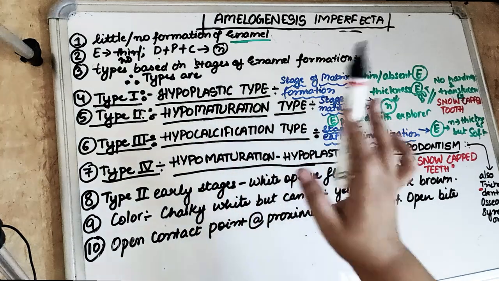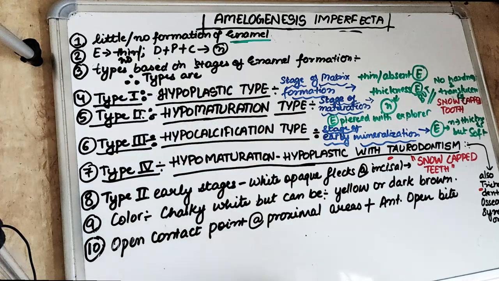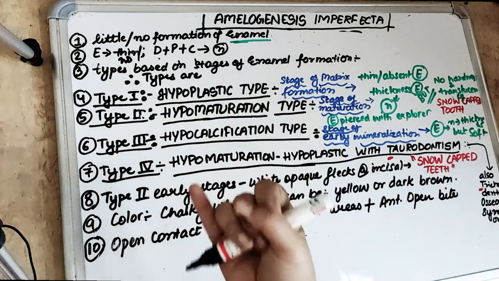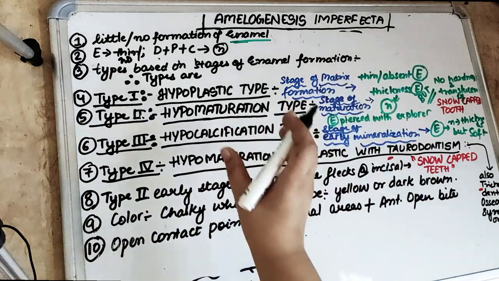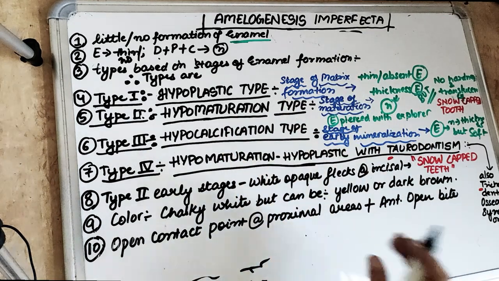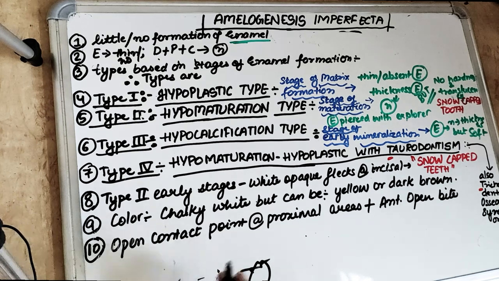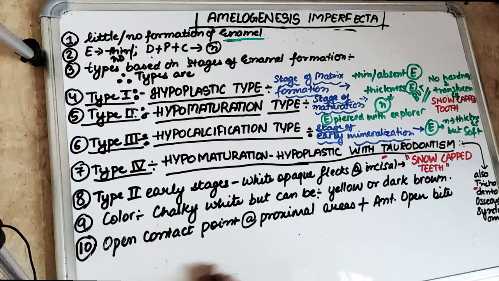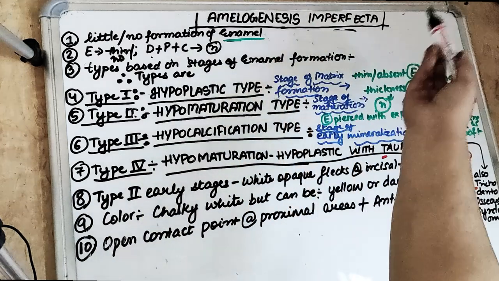First we should understand the stages of enamel formation. What are the normal stages? The first stage is enamel matrix formation, that means the matrix of the enamel is laid down. The second stage is early mineralization, when the enamel is mineralized. Then there is maturation, when the mineralized enamel gets matured. When any of these stages is impaired or affected, then there is amelogenesis imperfecta.